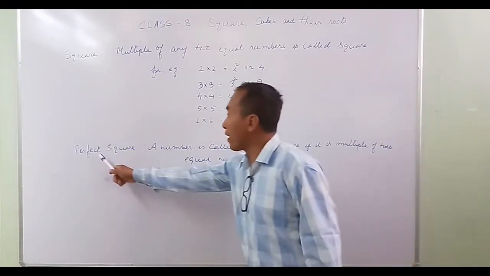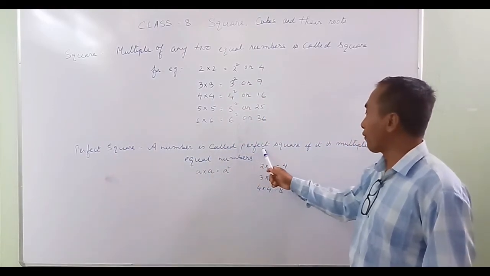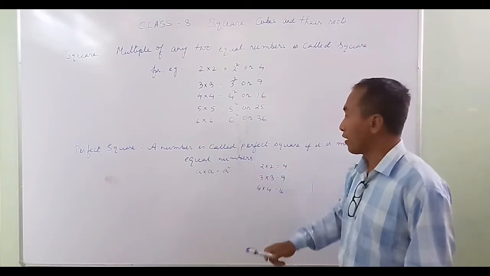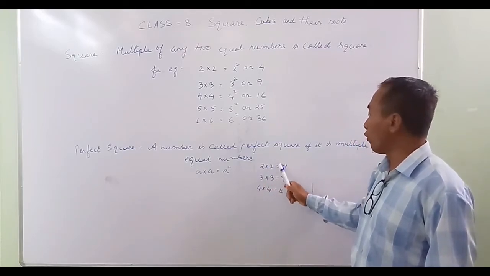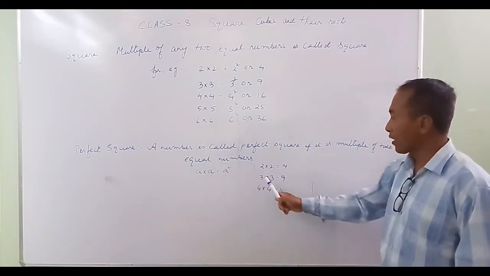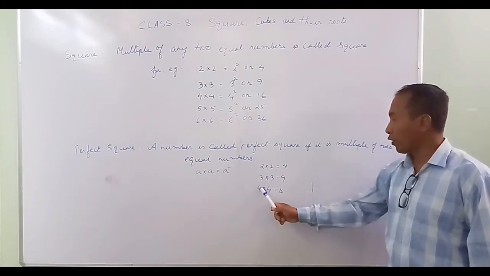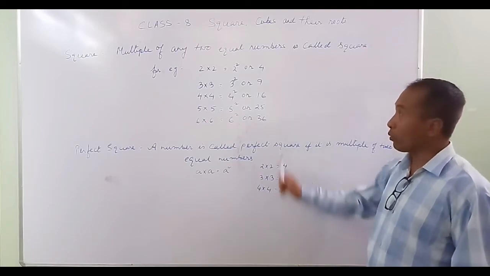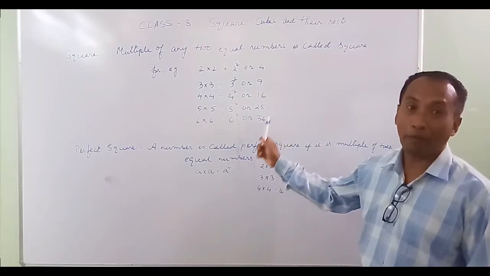And what is a perfect square? A number is called a perfect square if it is multiple of two equal numbers. For example, a into a, a square. 2 into 2, 4, 4 is a perfect square. 3 into 3, 9, 9 is a perfect square. 4 into 4, 16, 16 is a perfect square. So we come to know what is a square and what is a perfect square.